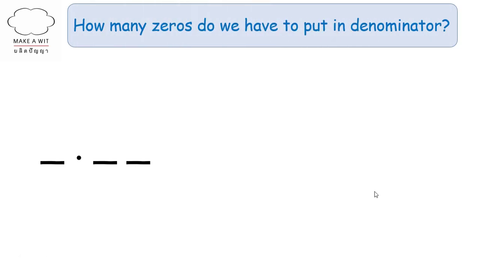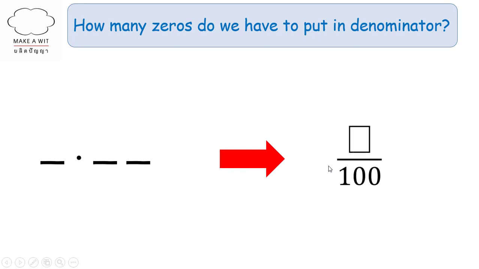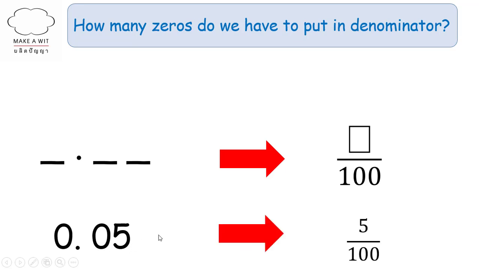Okay, and next, how many zeros do we have to put in the denominator? The first step, you have to count decimal places. There are 1 and 2. It means that you have to write 100, blah blah over 100. Example: 0.05 equals 5 over 100.